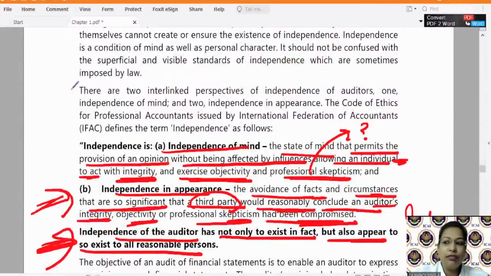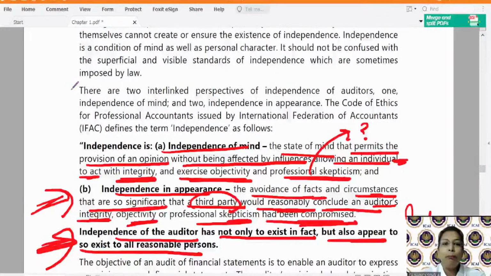So now, if you remember in the last session, I told you that there are certain threats to such independence and then how to safeguard that. So we have now to cover those topics with respect to independence. Okay. So Ramachandra, I'll be taking your doubt once I complete this second point. Okay. So we were discussing what independence is.